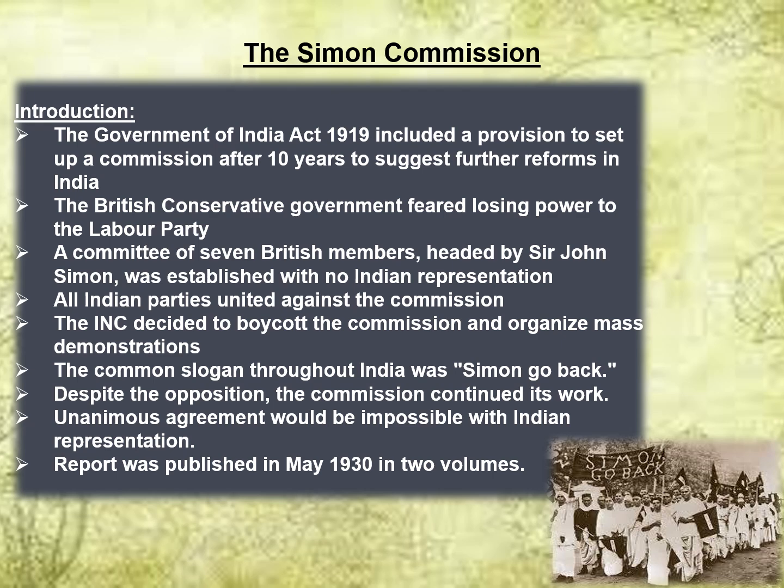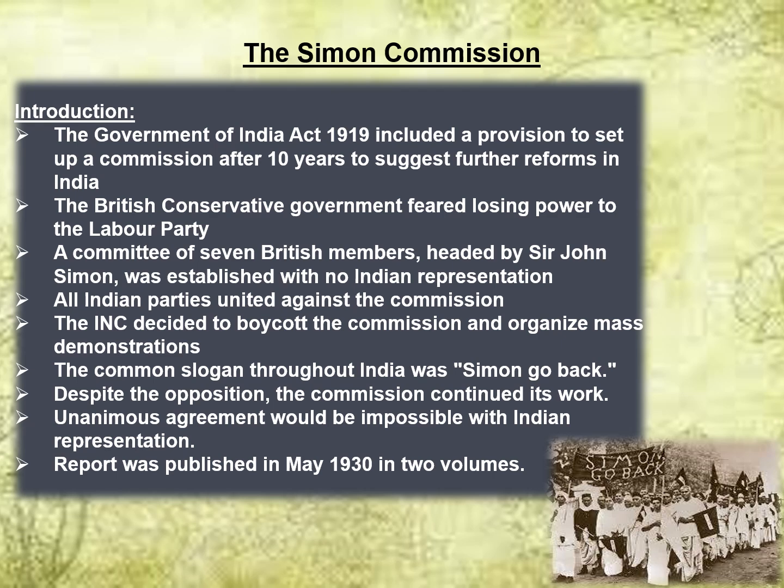So the British conservative government feared losing power to the Labour Party, which was sympathetic to Indian nationalism and might make concessions. So a committee of 7 British members headed by Sir John Simon was established with no Indian representation in that committee at all. All Indian parties united against the commission.